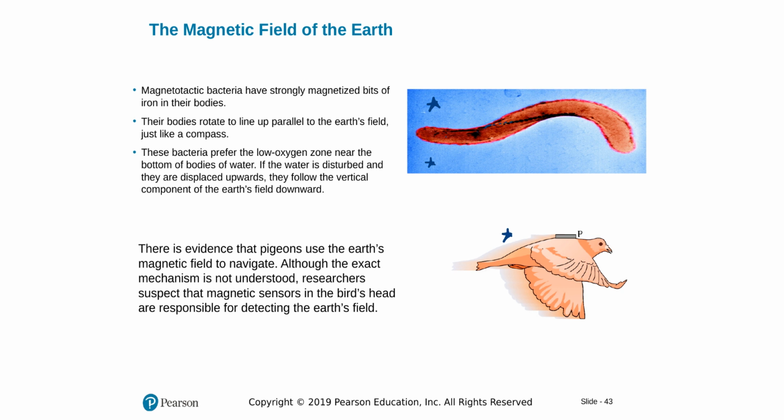There is evidence that pigeons use the Earth's magnetic field to navigate by using a mechanism they have behind their head, a kind of magnetic sensor, to understand where they are and find their way. That's it.